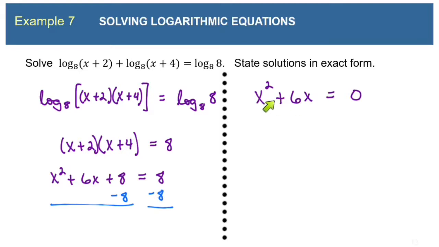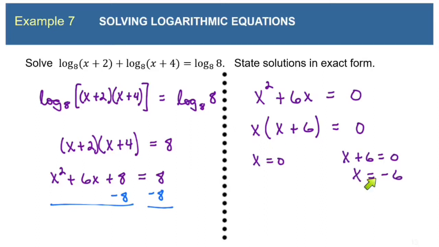This is no longer a trinomial. So the way to solve this is not to try to make two binomials, but to factor out a GCF of x. So if we factor out x as a GCF, that gives us x times x plus 6 equals 0. And now, if this times this equals 0, either x equals 0 or x plus 6 equals 0, which means x equals negative 6.